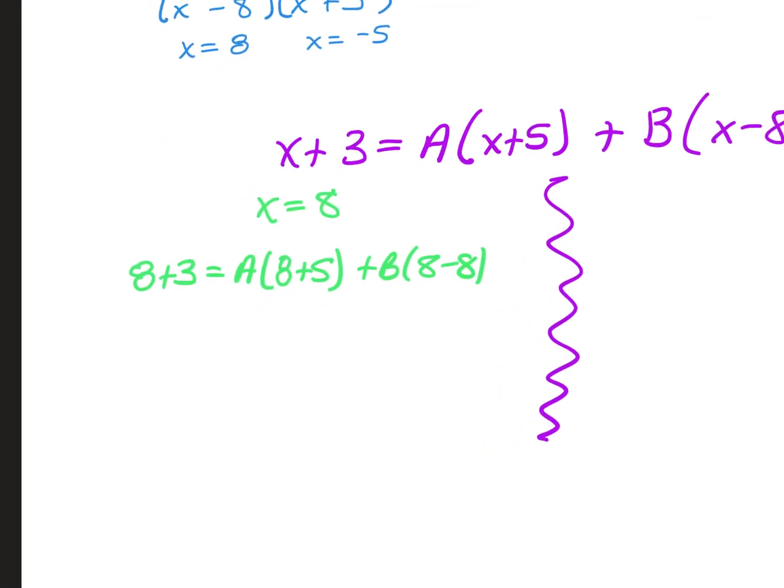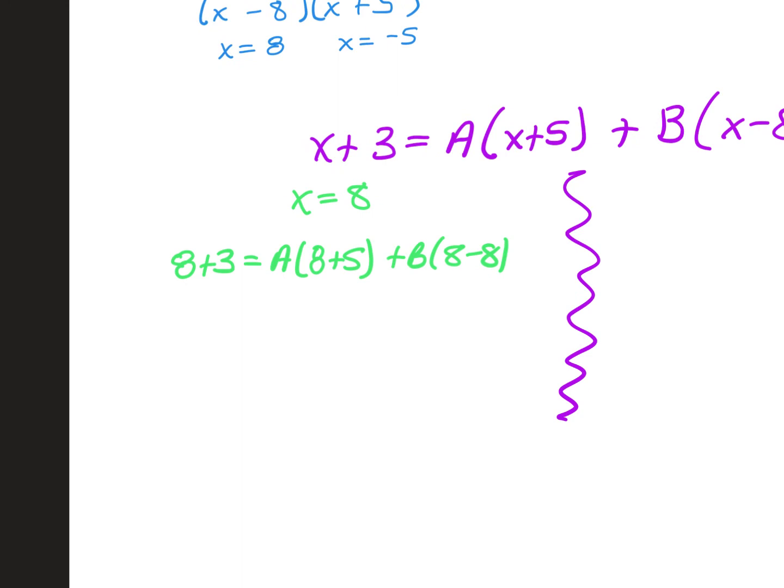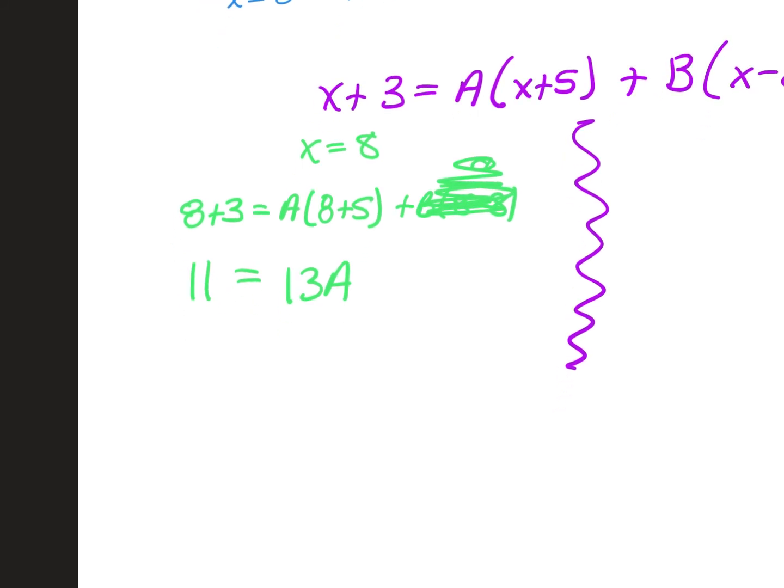You guys with me? All right, what's 8 plus 3? 11, good. And then what is 8 plus 5? 13. What's another way I can write a times 13? 13a, good. And then what happens with 8 minus 8? It's 0, and then b times 0, so I'm left with this. Now what do I do? Divide both sides by 13. And I get that a equals 11 over 13.